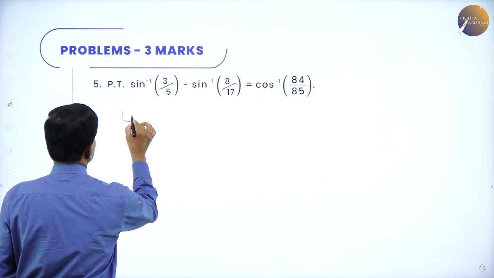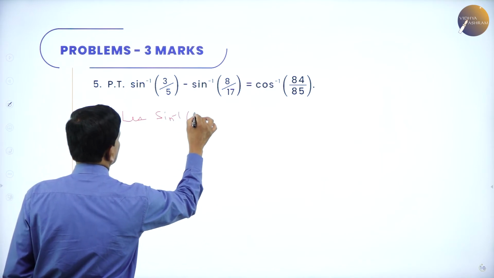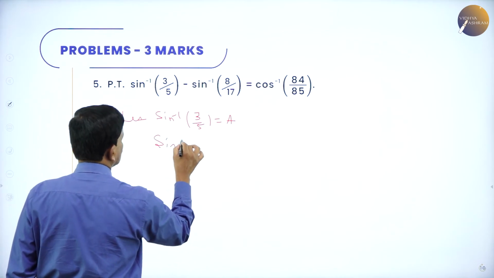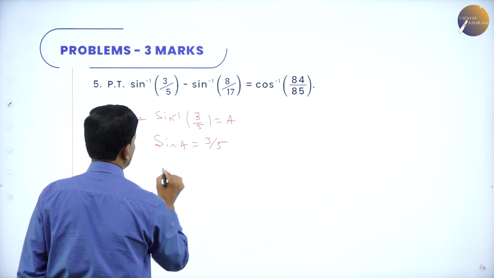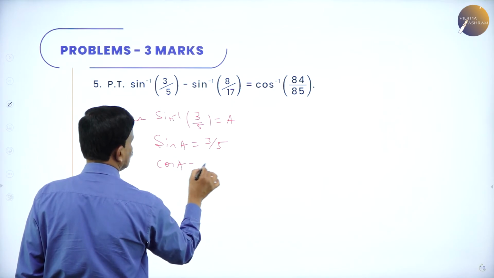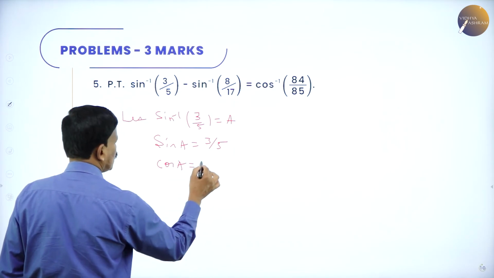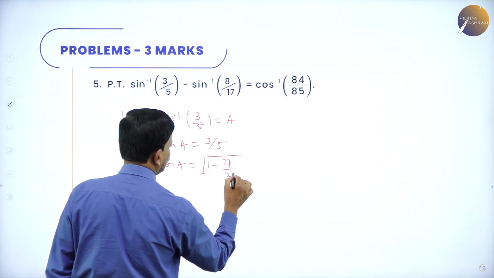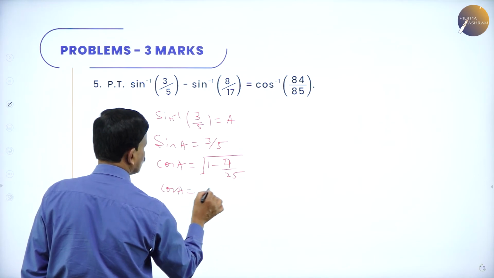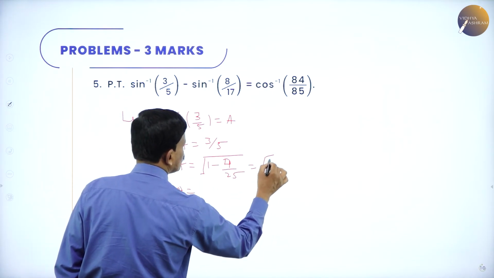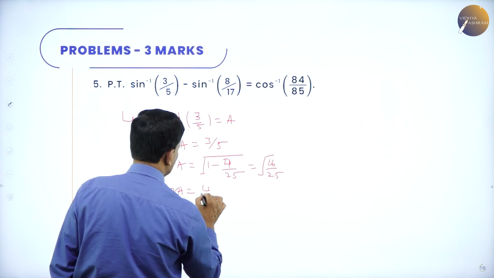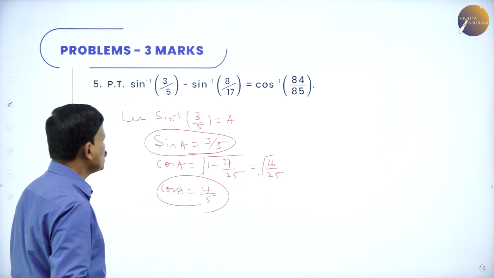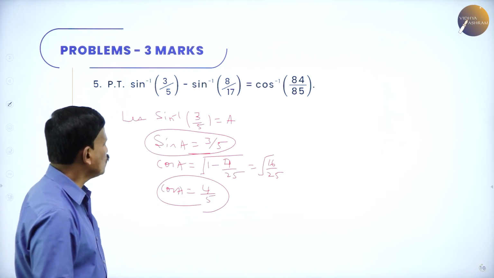Now let sin inverse of 3 by 5 be equal to A. Then this implies sin A is equal to 3 by 5. Find out the value of cos A. Cos A is equal to root of 1 minus sin square A, which is root of 1 minus 9 by 25, that is root of 16 by 25, which is equal to 4 by 5. You know the Pythagorean triplets, you can use that also. Sin A is equal to 3 by 5, then cos A is equal to 4 by 5.